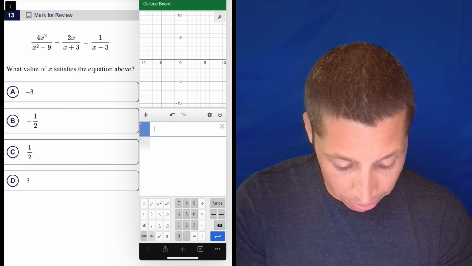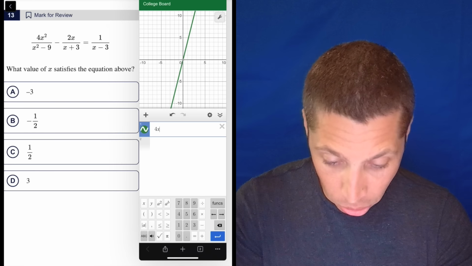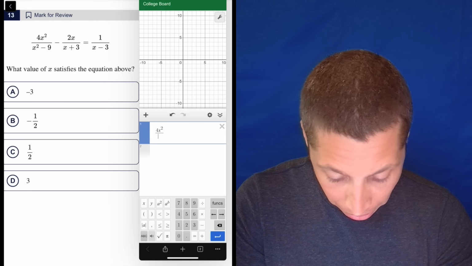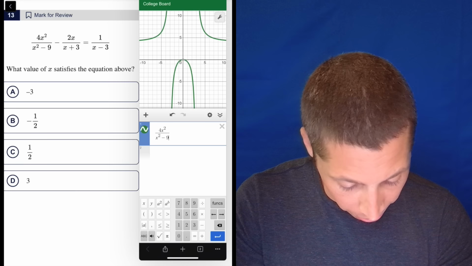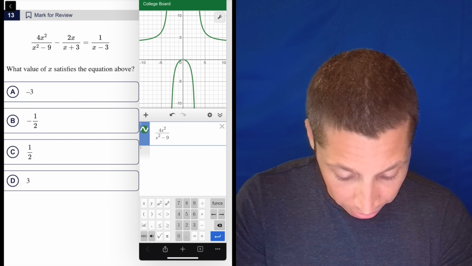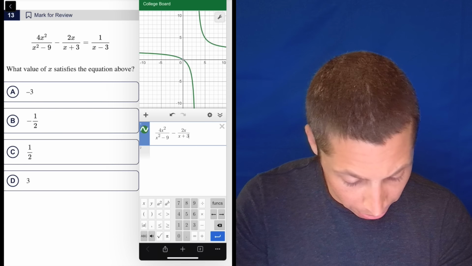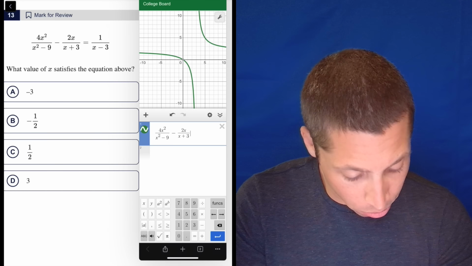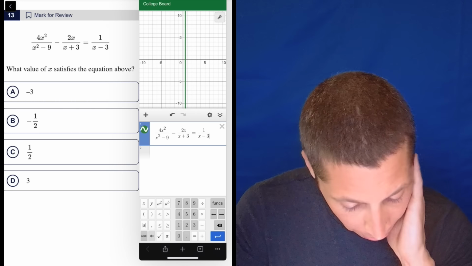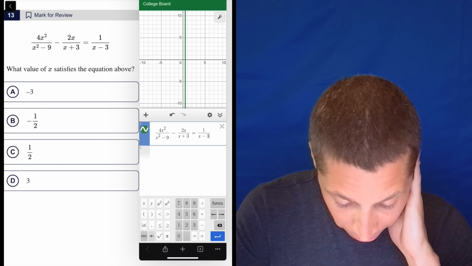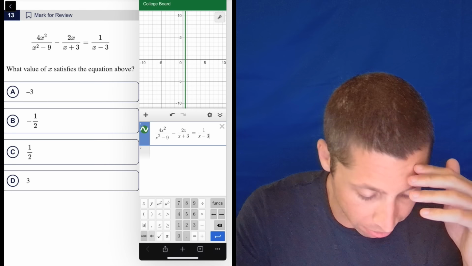So 4x squared, this is going to work. There it is, 4x squared divided by x squared minus 9. And I'm checking as I go. I'm very nervous. Minus 2x divided by x plus 3. And you can continue, give it the equals, and 1 divided by x minus 3. So did I type it right? 4x squared over x squared minus 9 minus 2x over x plus 3 equals 1 over x minus 3. If I type this wrong, I could easily get the wrong answer.